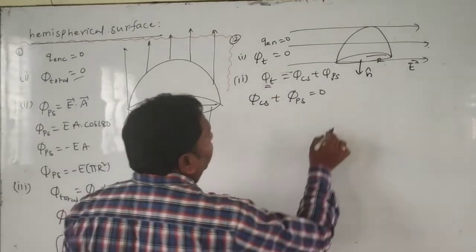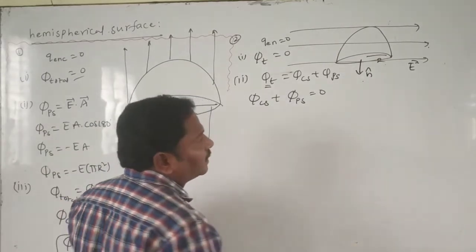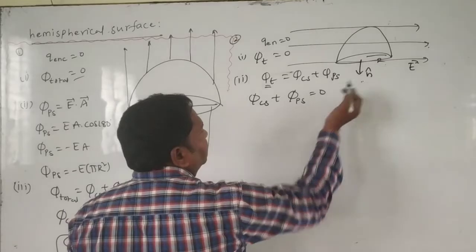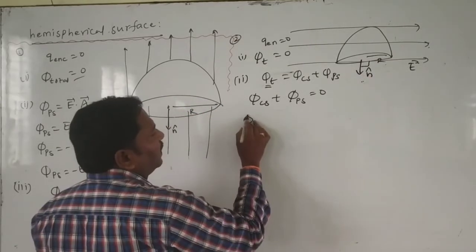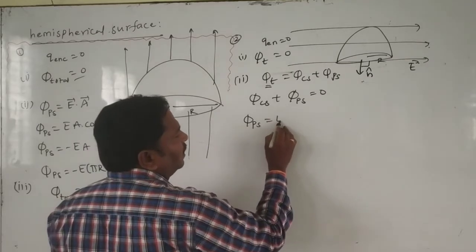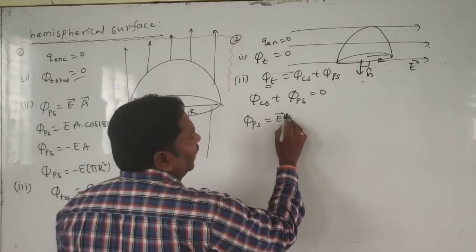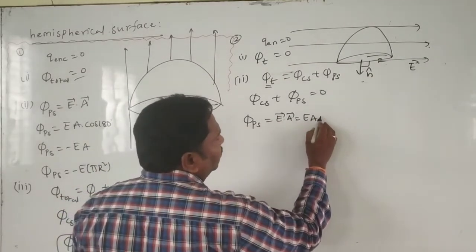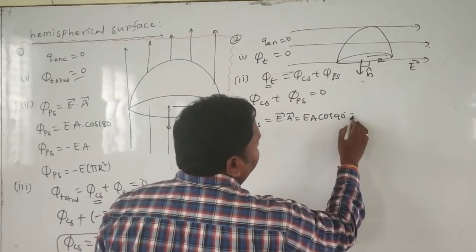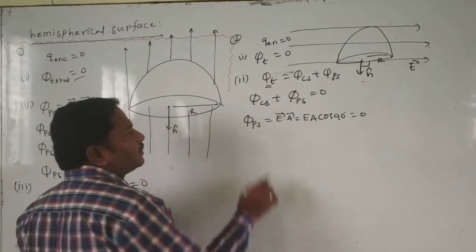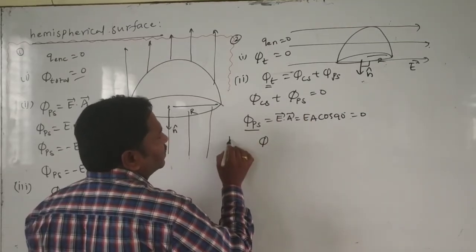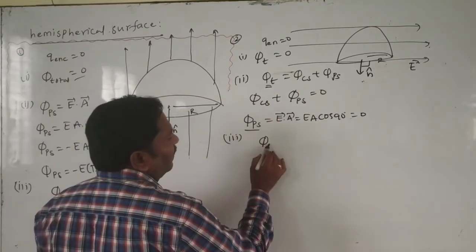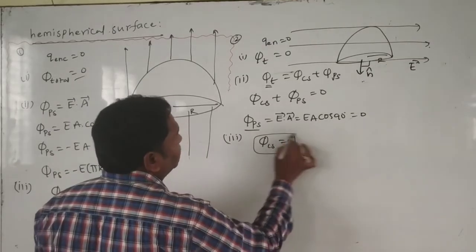Now what about the flat surface? What is the angle between them? 90. So flux for the flat surface is equal to E bar dot A bar, which equals E into A into cos 90. This becomes 0. So when this becomes 0, substituting, the flux through the curved surface is also 0.